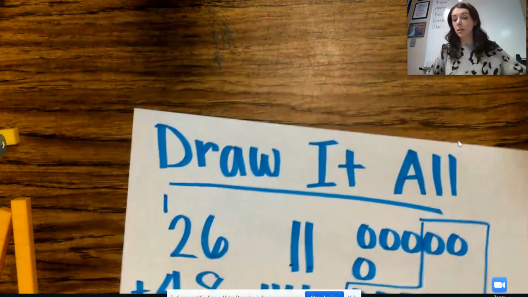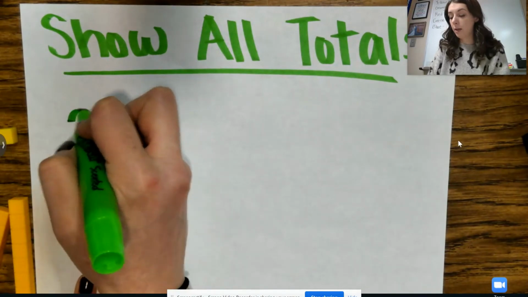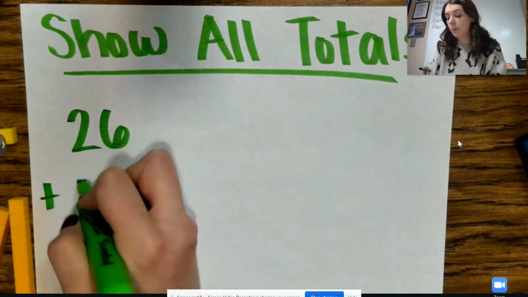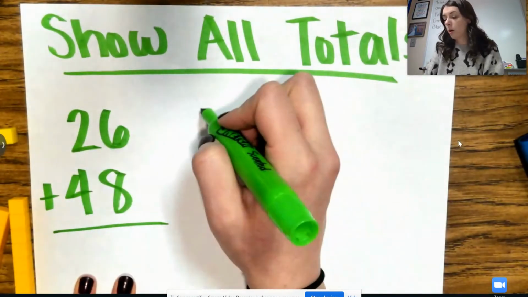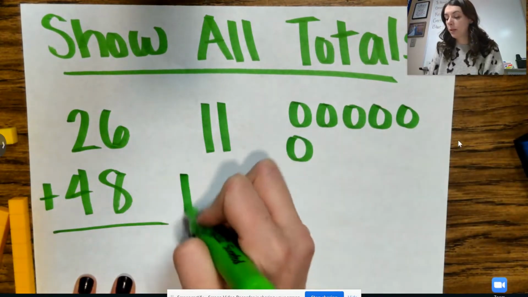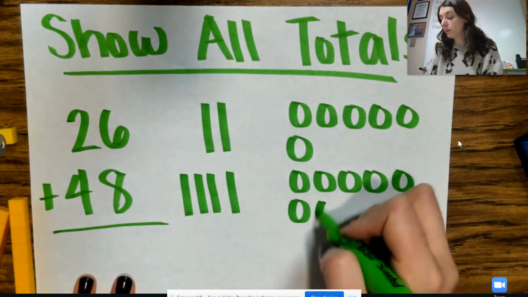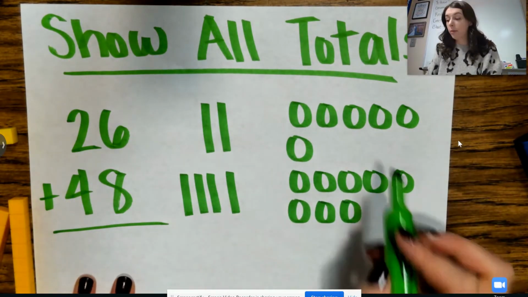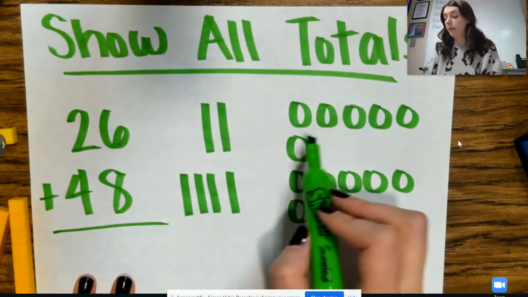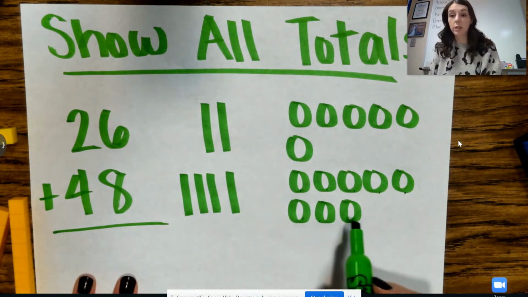The next level is called show all totals. And I'll solve that same problem for you just with our second method. So we have 26 plus 48. We're going to do the same thing. We're going to draw it out using our tens and ones. And what we're going to do is have them count all of their ones first. We have 6, 7, 8, 9, 10, 11, 12, 13, 14.